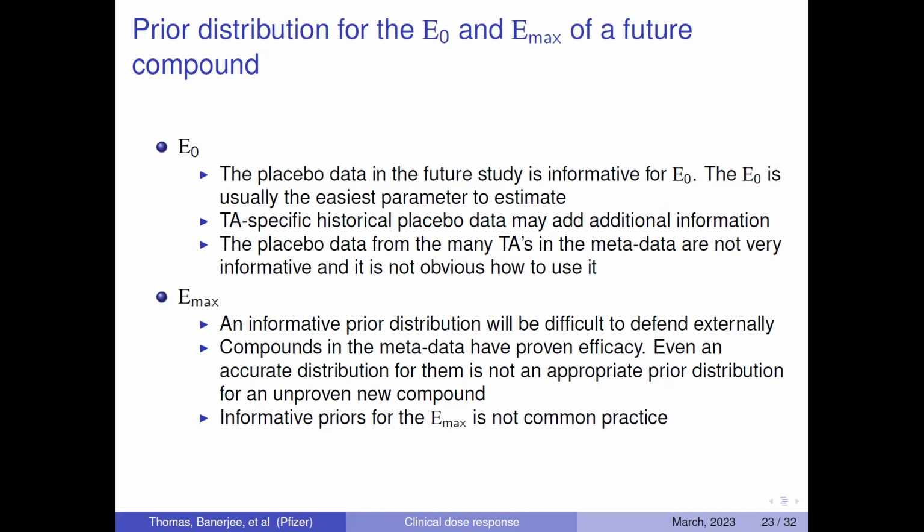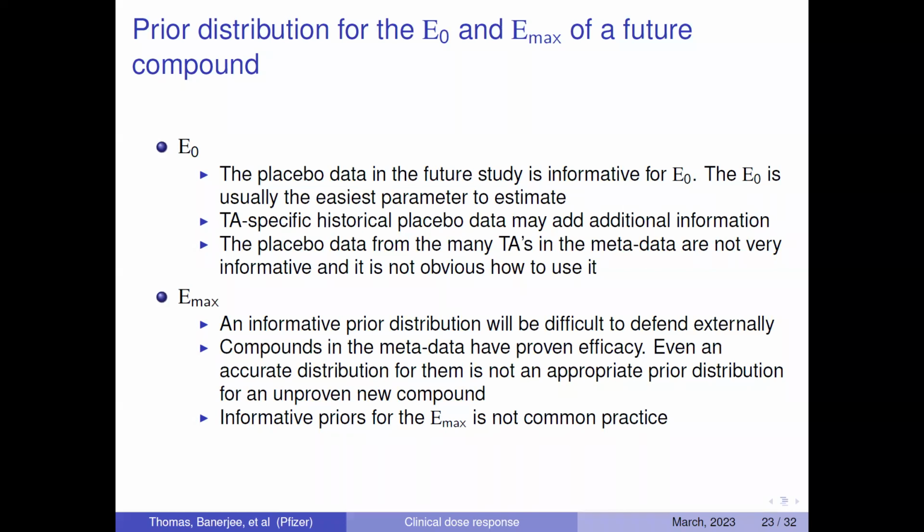Now, of course, we may want to do an even better job at that. And if you think you've got really good TA recent historical data to use for that purpose, then you may want to add to that information. But in either case, these sources of information are just vastly better than anything we could hope to get from the metadata. In fact, it's not obvious the metadata really contributes anything about placebo response to a future compound. That's why we're not going to use the metadata to inform about the E0, the placebo response in a future study. The good news is we don't really need to. This is the easier part of the modeling.